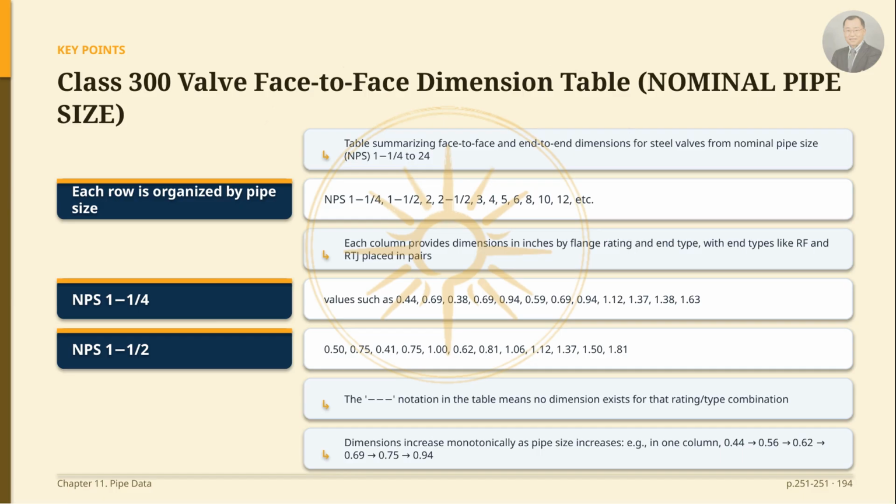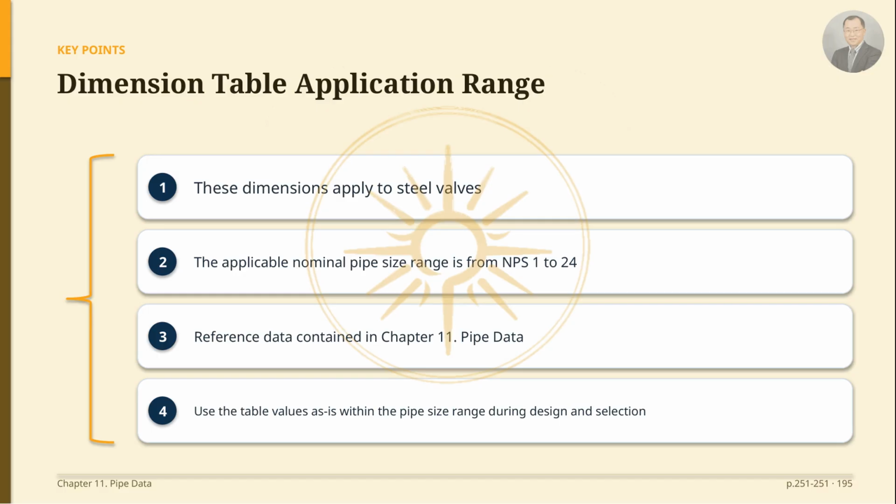Engineers should first verify the pipe diameter and the end flange type, such as RF or RTJ, and then apply the correct dimensional data by finding the intersection of the corresponding row and column. I will now clarify the scope of application for the dimension table we just saw. These dimensions apply to steel valves, and the target nominal pipe sizes are NPS 1 through 24. This means that for any diameter between 1 and 24, you can use the values from this table directly for design or selection. This data is reference material included in Chapter 11, Pipe Data.